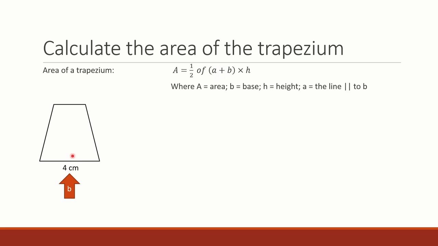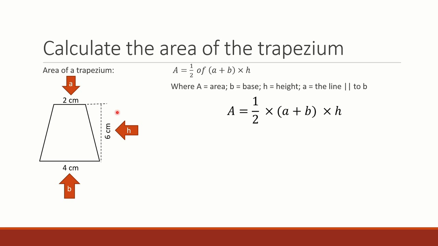On our trapezium, B is the base as usual, and A, remember, is the line that's parallel to B. So A is always the line that's parallel to B at the top. And then the height for H. Again, it's important to remember that we need the real height, not the length of that side, but the height of the trapezium. In this example, the height is 6 centimeters.